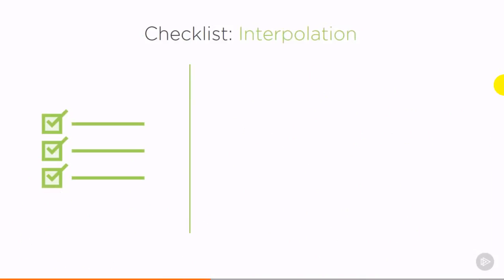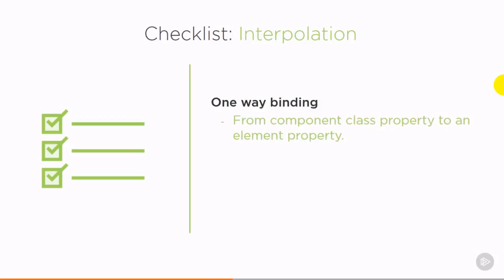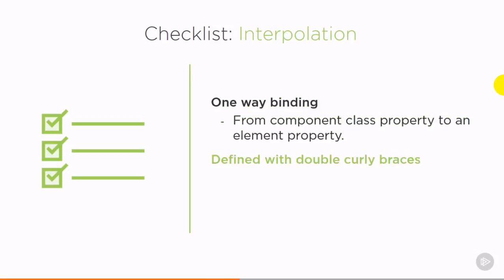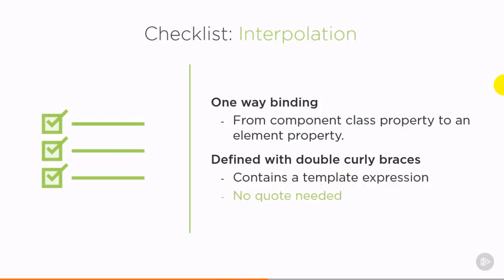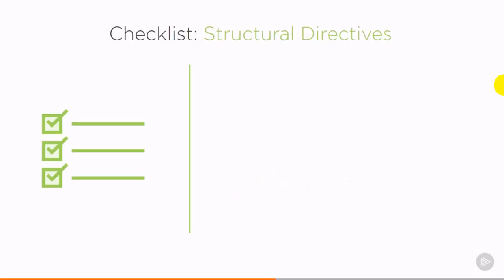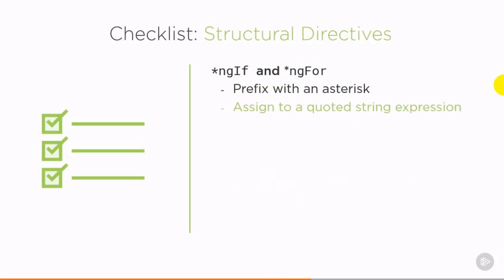Angular's data binding was introduced in this module with a look at interpolation. Interpolation is one-way binding from a component class property to an element property. Interpolation is defined with curly braces and a template expression. That expression can be a simple property, a concatenation, a calculation, or a method call. Note that no quotes are needed when using interpolation. And we saw how to use two of Angular's structural directives, ngIf and ngFor.